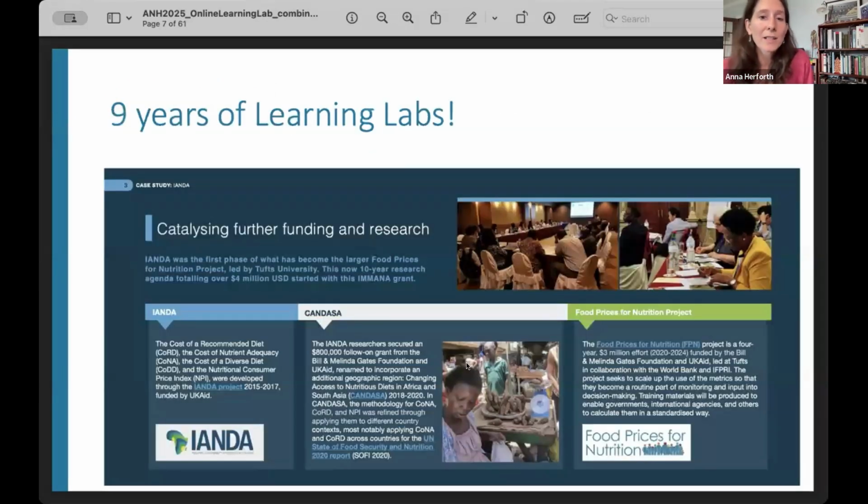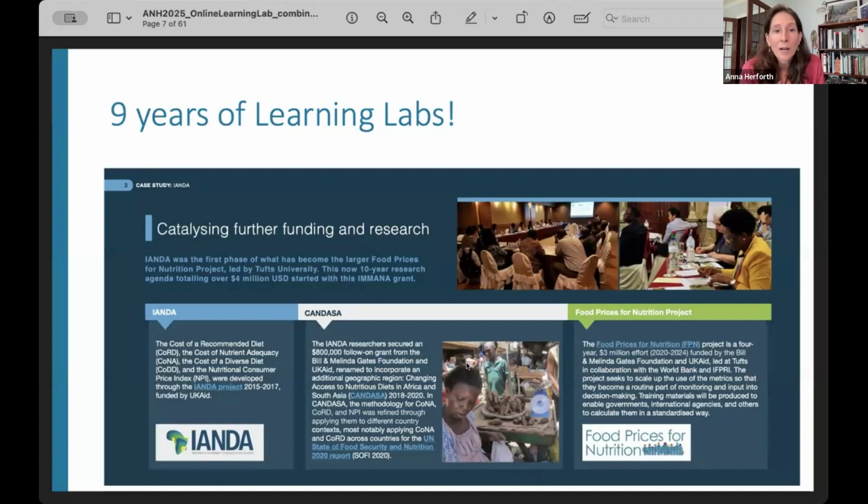This project has actually been in 3 phases over a decade. We've done 9 years of learning labs here at ANH Academy. The first phase of this project was actually an IMANA grant. The IANDA project, which stood for Indicators of Affordability of Nutritious Diets in Africa, was working only in Ghana and Tanzania to pilot these indicators and using food price data for nutrition.